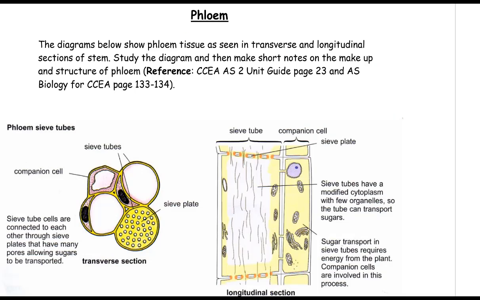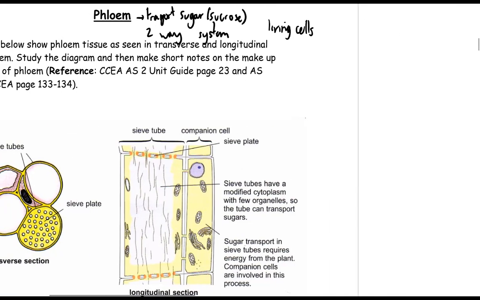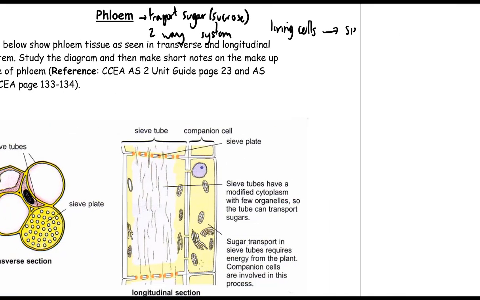Now the next vessel then is the phloem. So the phloem is used to transport sugar in the form of sucrose, and also we said it's a two-way system, and it's made up of living cells. The two types of living cells are known as sieve tube elements and companion cells. How cute.